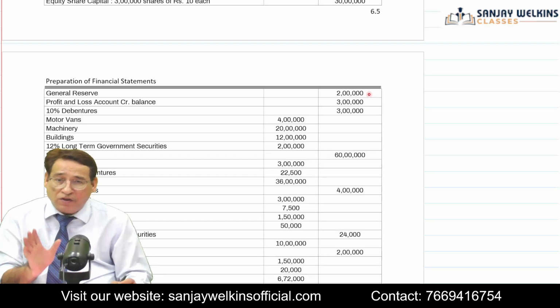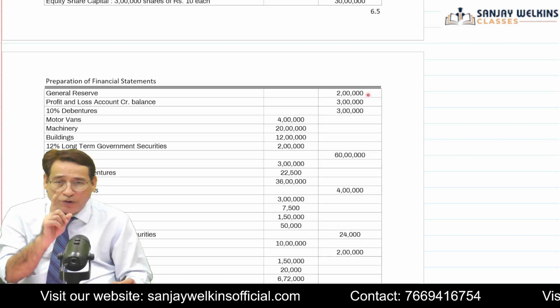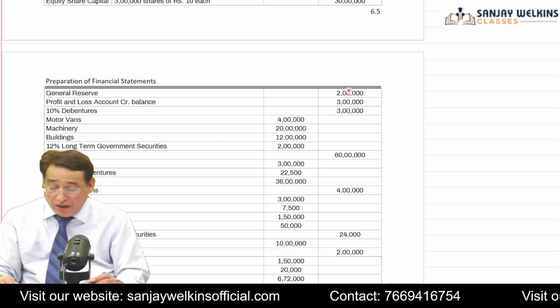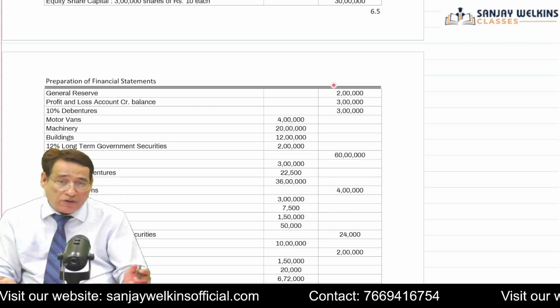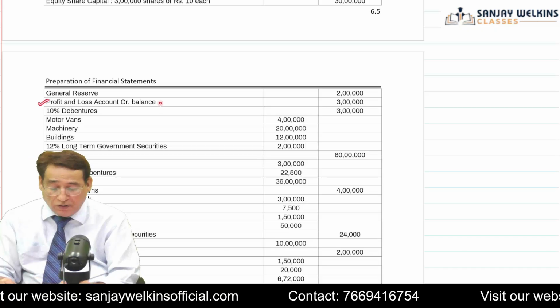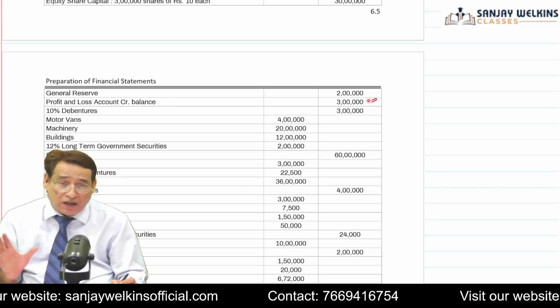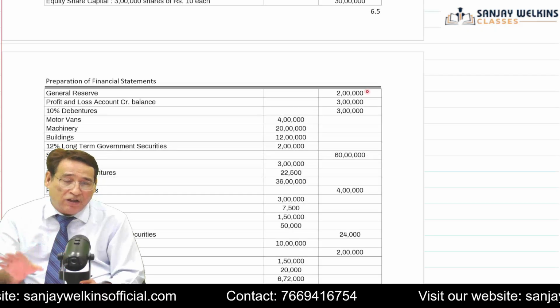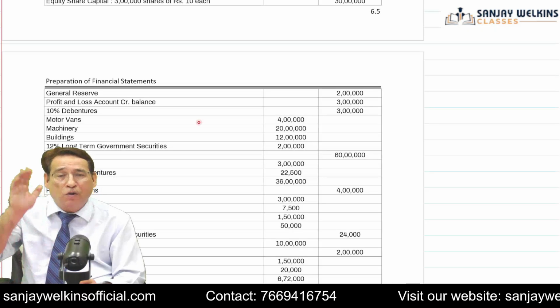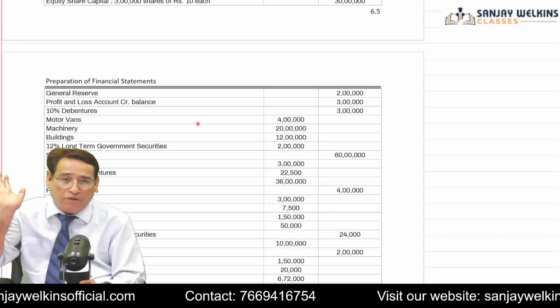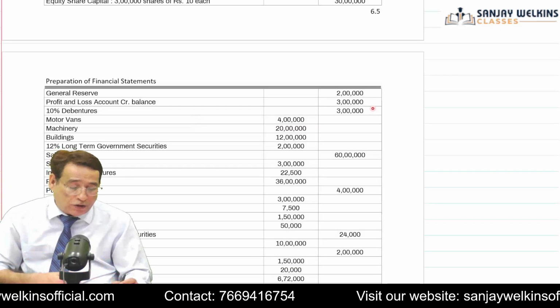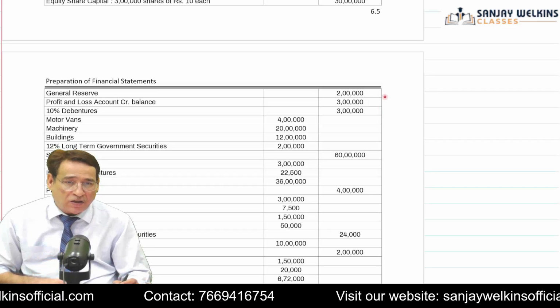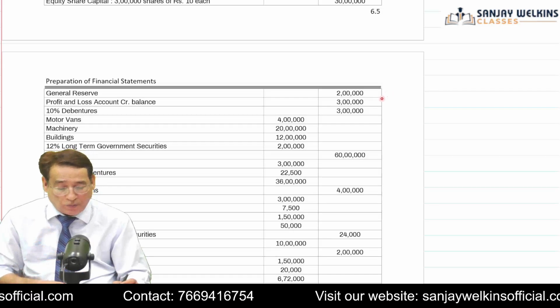Any item which is appearing in the trial balance is posted only once. Remember one thing. This was the point I was talking about just a moment ago. Here, profit and loss account credit balance is given in the trial balance itself. So if profit and loss account balance is given in the trial balance, that means this is the closing balance. This is the balance carried down of last year. So it will be brought down in the current year. In the statement of surplus, you are going to write balance brought down.